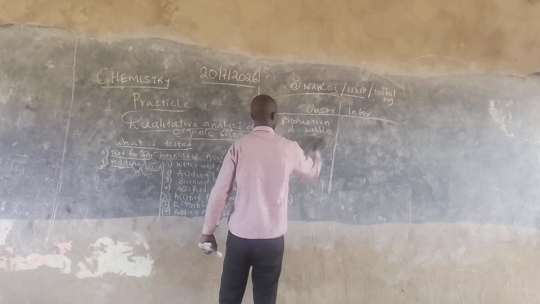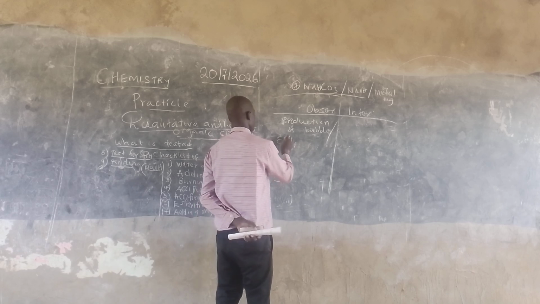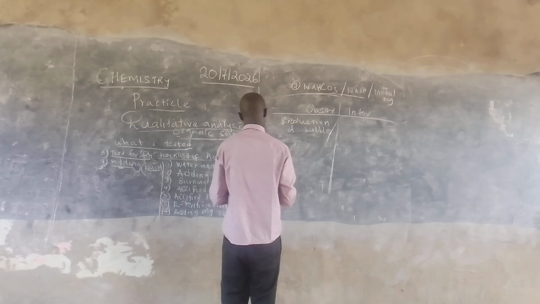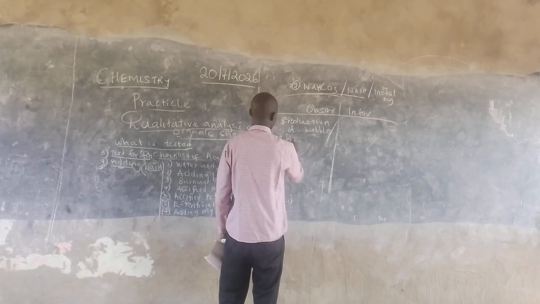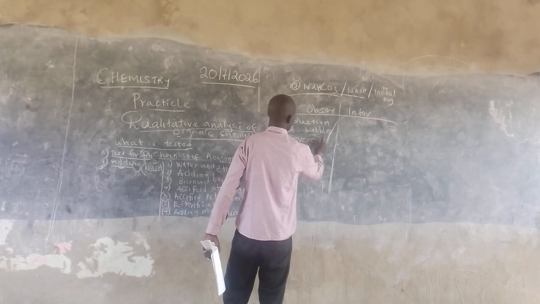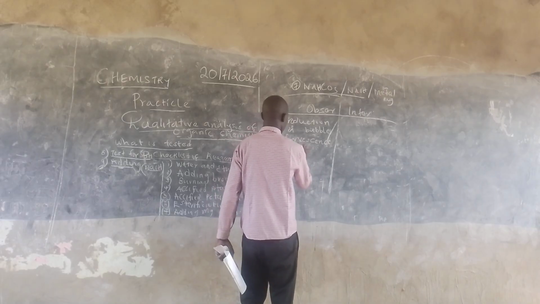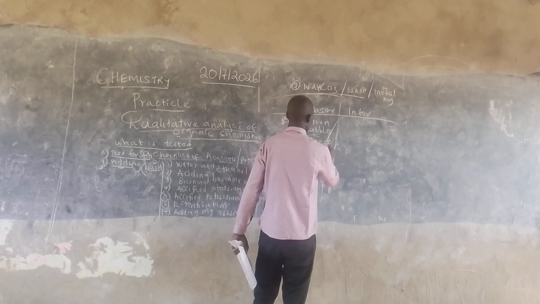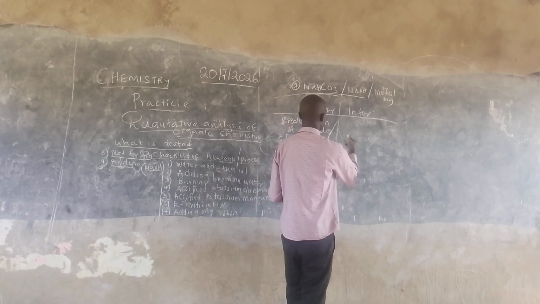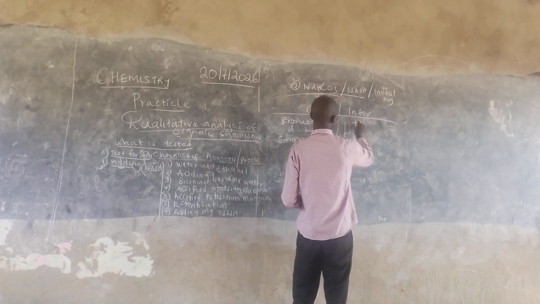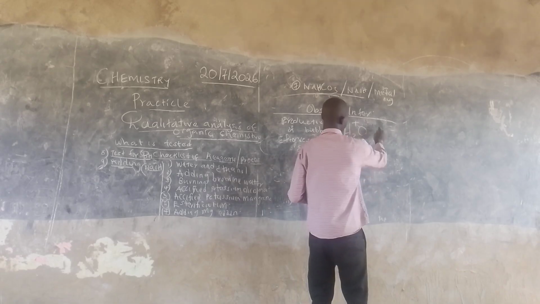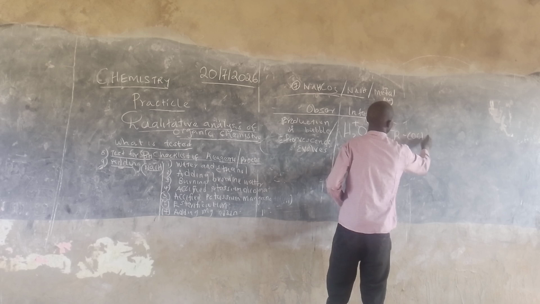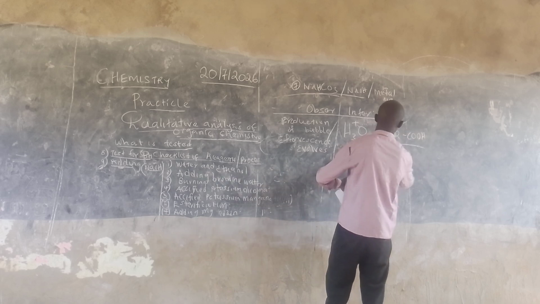Or if you don't say that, say effervescence. When effervescence evolves, then we test for acidity. We test for these three. They will be present.